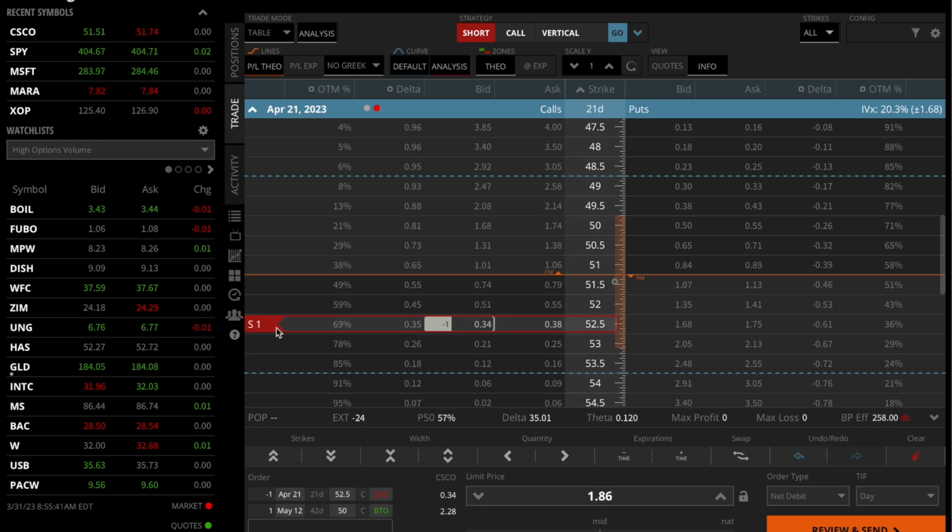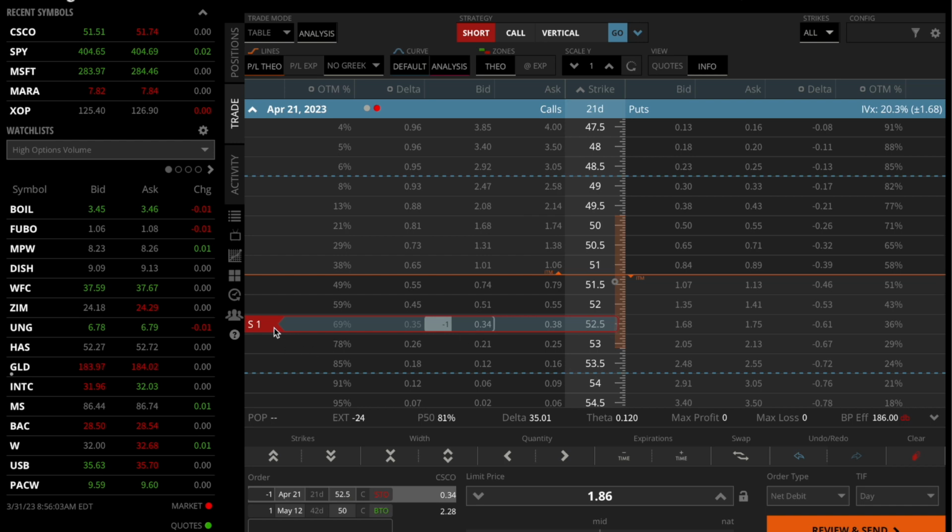So let's sell. So we have both of these options selected, and you can see that our buying power is now reduced by $35, okay, which is nice. And our theta is reduced as well. And our P50 is up 81%. Let's see what it was before.